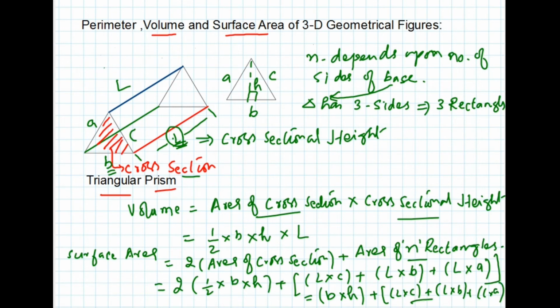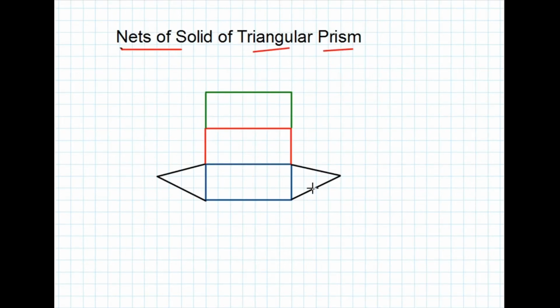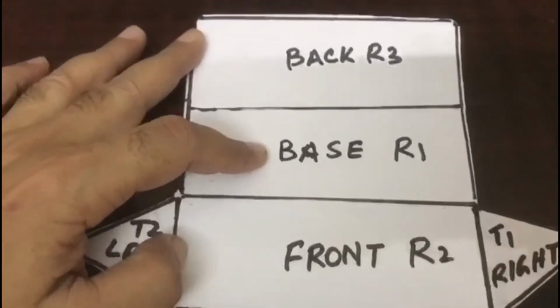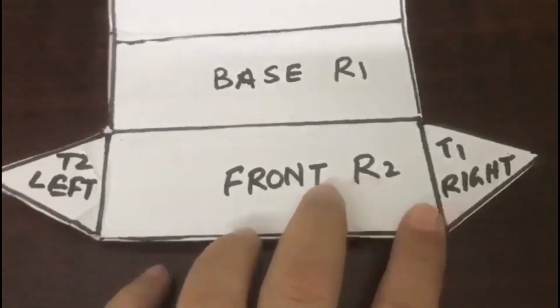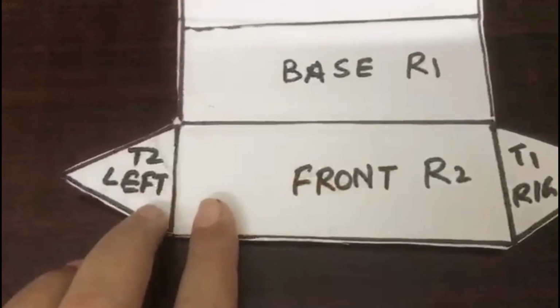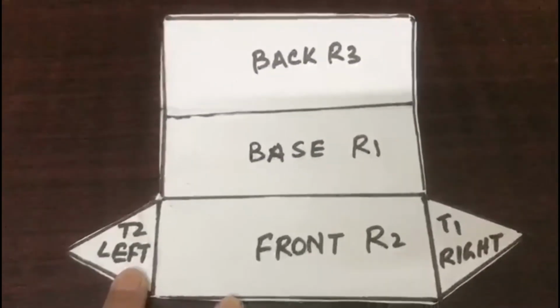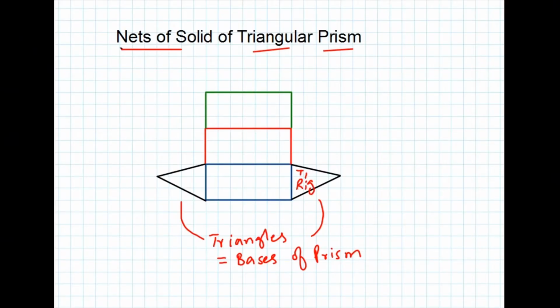Now the nets of the solid of a triangular prism. Here there are two triangles, that is the bases of the prism. When we open the triangular prism to turn it into two dimensions as shown, the front rectangle is R2, the base rectangle is R1 and the back rectangle is R3. Triangle T1 is on the right and triangle T2 is on the left. Therefore the net of the solid is triangle T1 on the right and triangle T2 on the left, base rectangle R1, front rectangle R2 and back rectangle R3.